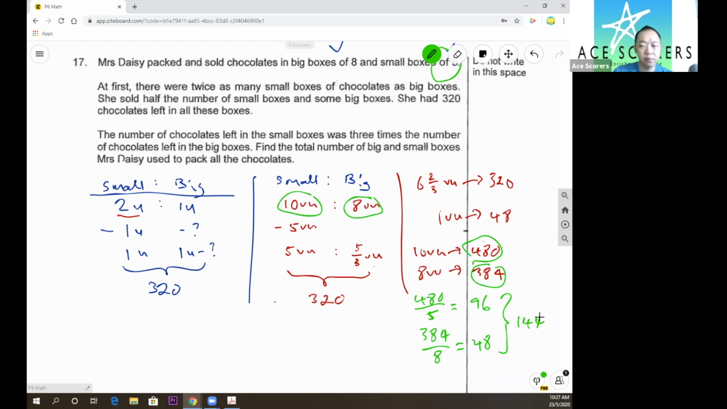Okay, done. Let's copy this first. This is value and units, right? VU, VU, VU, VU. Then what is the difference?